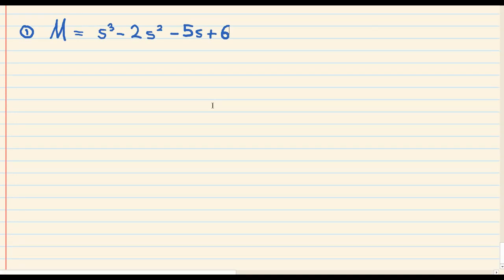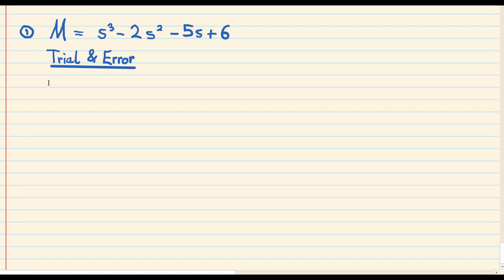For the first example, we need to factorize the polynomial m. So the first thing that you do to factorize the equation is you use the factor theorem to determine one factor through trial and error. What this means is that basically you choose random values of s, substitute them into this polynomial m, and you keep doing this till you get a result of 0. That's the same as getting a remainder of 0, and that implies that you've now found a factor. And this can be the first factor of the equation.